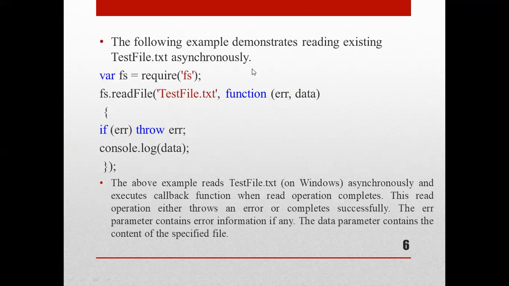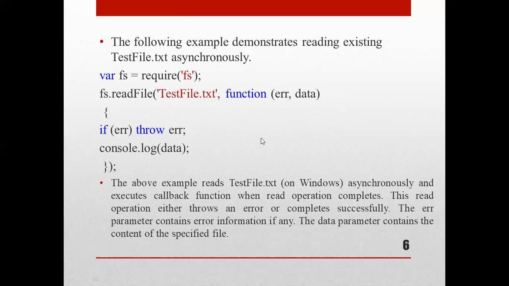See the example for reading the file. Consider one file, testfile.txt. We are going to read the file asynchronously here. So first we have to import the fs module using the require function. Take one variable fs equals require function, and inside that, name the module in single quotes. After that, use the fs.readFile function and pass the file name in single quotes, and write the callback function with error, data. If error, then throw the error, otherwise console.log data, which reads the file and displays the data in that file. This is the asynchronous way we can read the file.